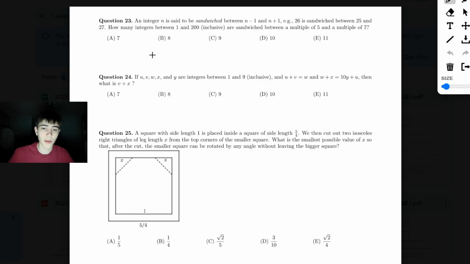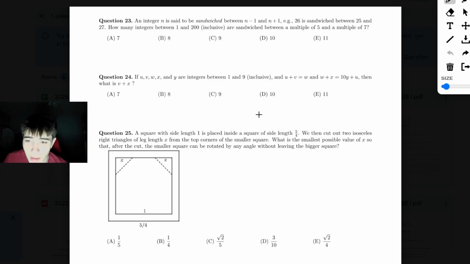Question 24. u, v, w, x, and y are integers from 1 to 9 inclusive. u plus v equals w, and w plus x equals 10y plus u. What is v plus x? Okay, so if we replace w with u plus v, because that's the information we have, let's plug it in. It looks like we have too many variables here, but maybe let's just get rid of this one, right?